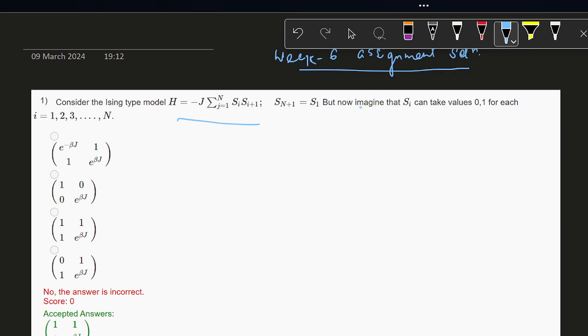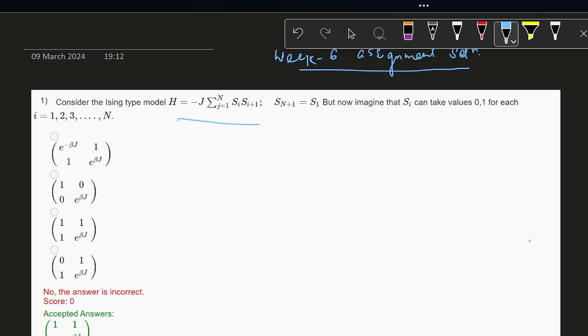Also it is mentioned that the S_i values can take two values, that is 0 and 1. Do not get confused here, because often in real cases the spin values are either plus 1 or minus 1, but in this case, for the sake of the problem, it is 0 and 1. So we have to put the values correctly. It is 0 and 1 and not plus minus 1.